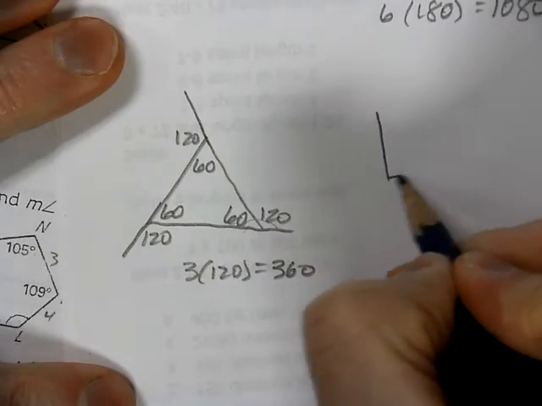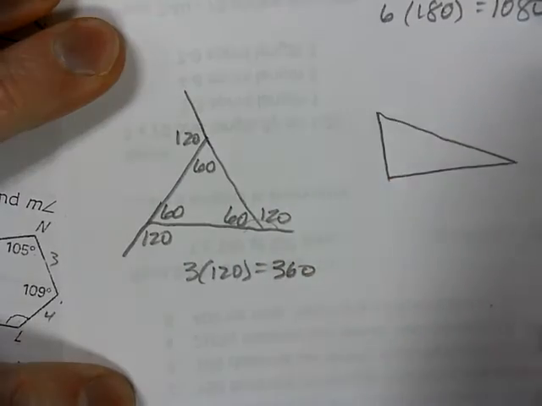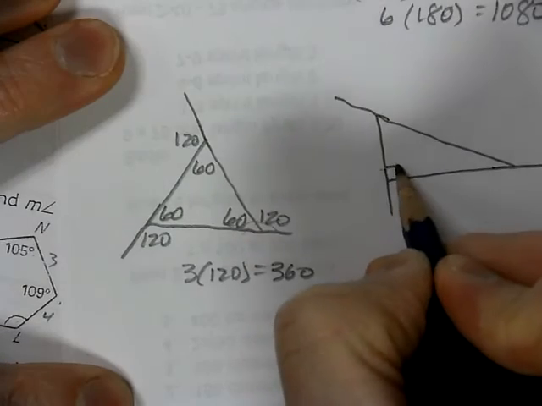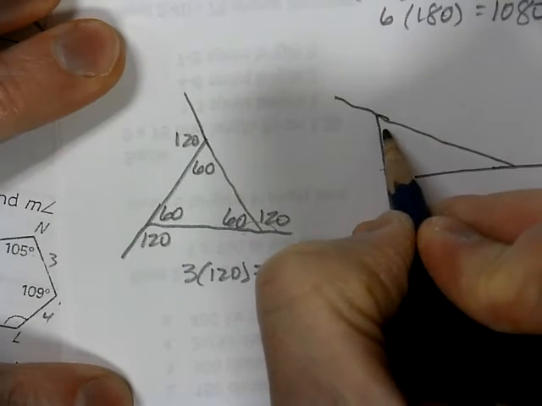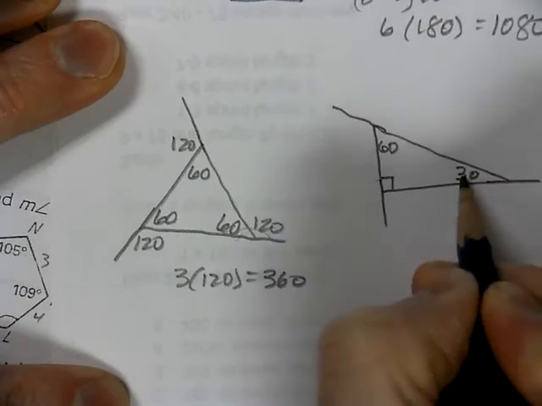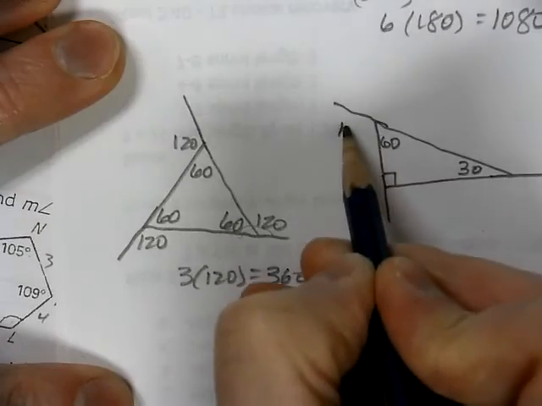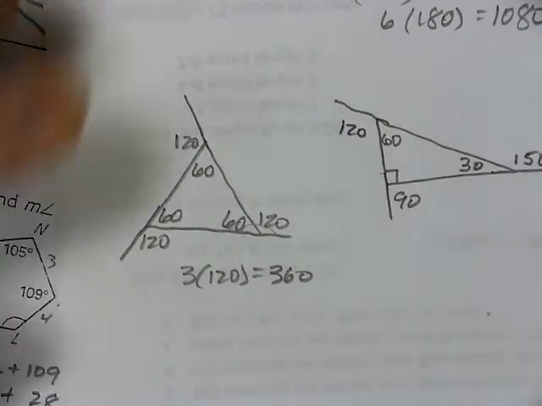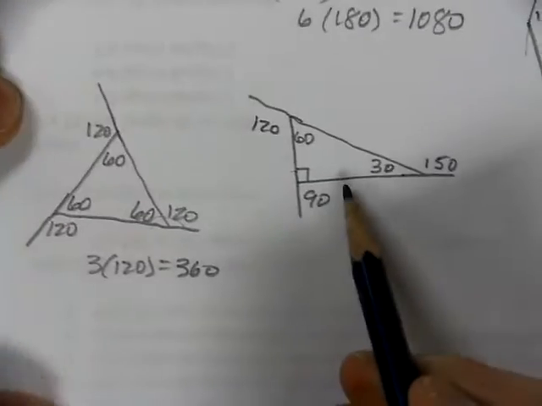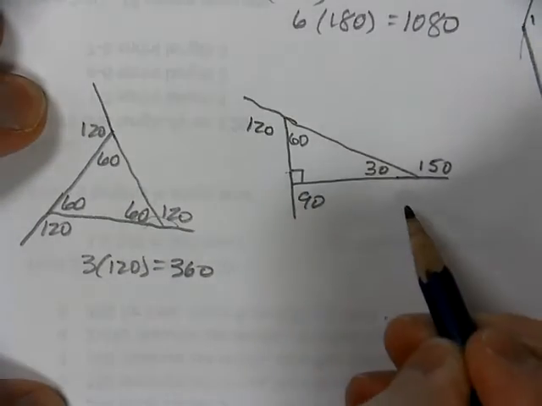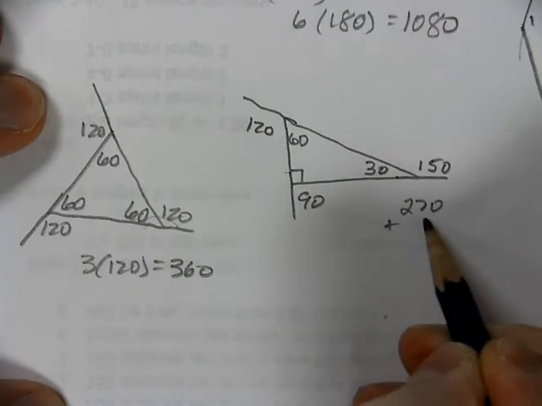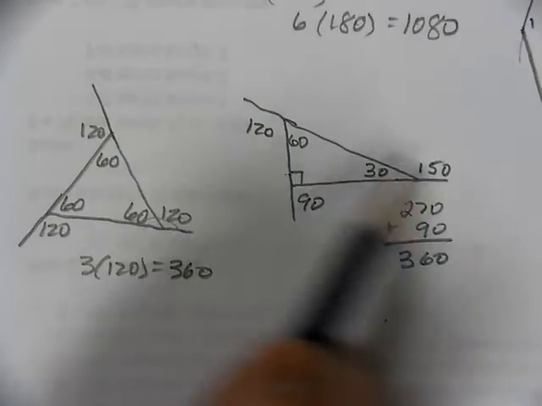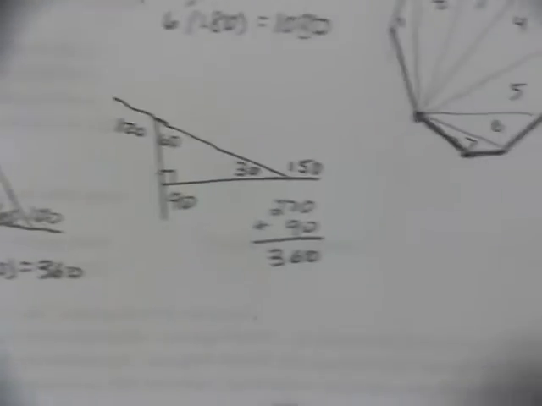Well, what if you have a different triangle? And we extend the side, extend it, and extend it. If this is 30, or actually, let's draw them correctly, 30, 60, and 90. Well, this would have to be 120. This would be 90. This would be 150. And by adding those together, we've got 270 plus 90. Oh my goodness, that is 360. So the exterior angles again is 360.